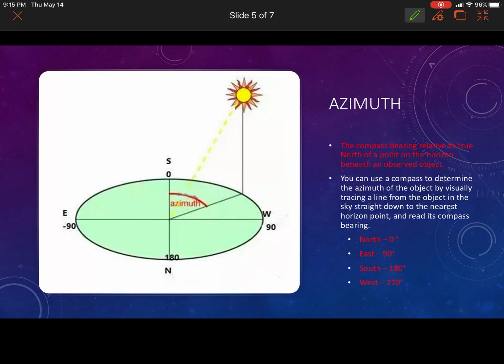Okay. Azimuth. So copy down this definition in red here. Azimuth is the compass bearing relative to true north of a point on the horizon beneath an observed object. It's kind of a mouthful of words, definitions. I'll explain it once you get that copied down. So basically, this is just using a compass. So how far off of north something is.